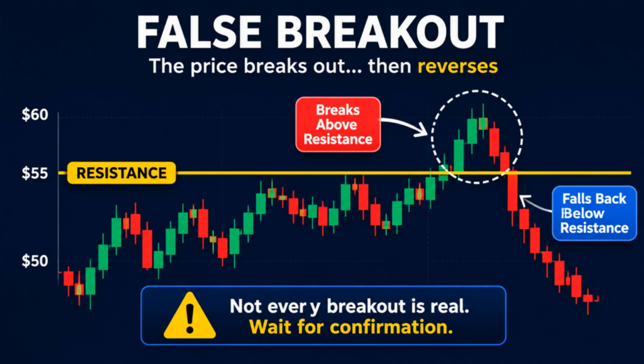Beginners often believe that once support or resistance breaks, the market has definitely changed direction. Unfortunately, it isn't that simple. Sometimes prices briefly move above resistance, only to fall back the next day. Other times they dip below support, then recover almost immediately. These are known as false breakouts. Experienced investors often wait for confirmation before making important decisions. Patience can avoid many unnecessary trades.